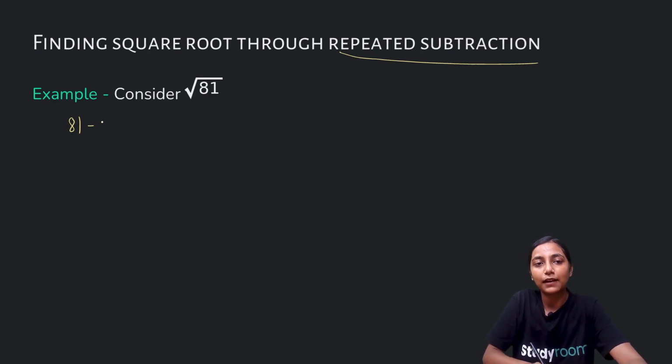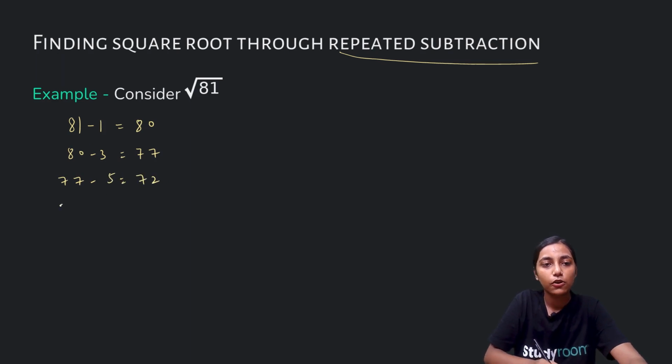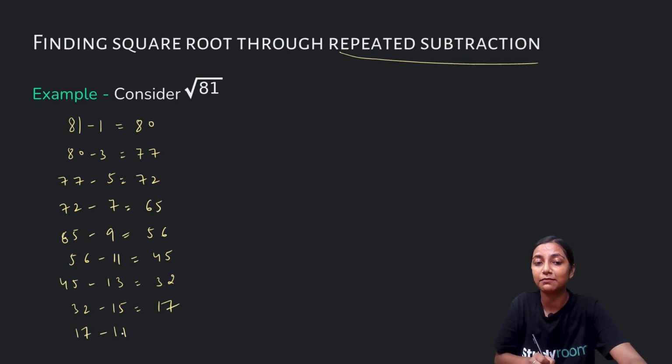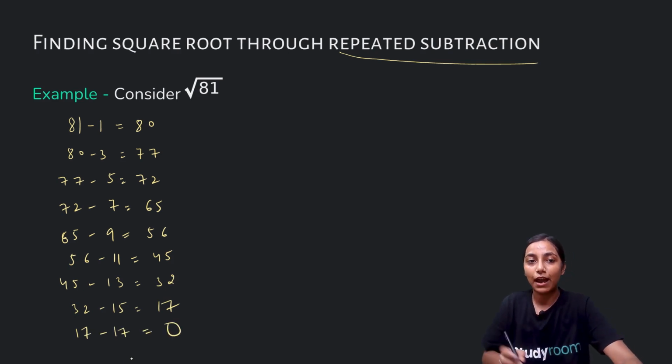First step is subtracting 1, we get 80. Then from the resultant subtract 3, we get 77. From 77 we subtract 5, 72. From 72 we subtract 7, we get 65. 65 minus 9, 56. From 56 subtract 11, you get 45. From 45 subtract 13, you get 32. From 32 subtract 15 and you get 17, and at last 17 minus 17 gives us 0. We have done our first step.